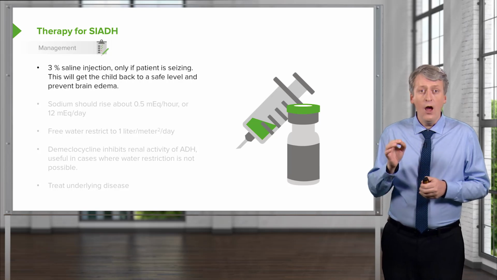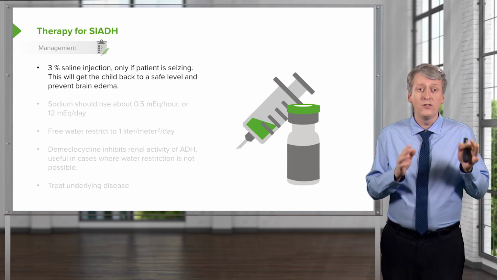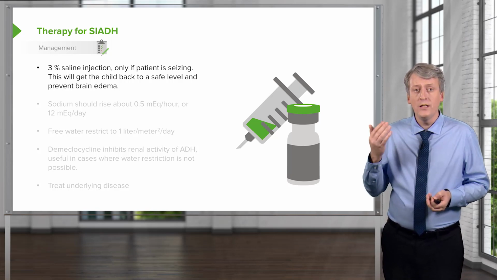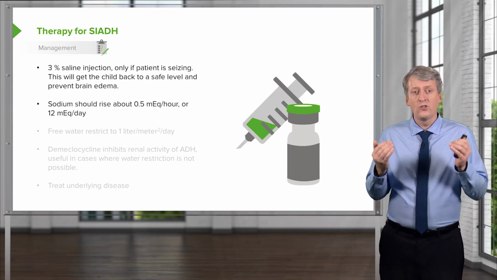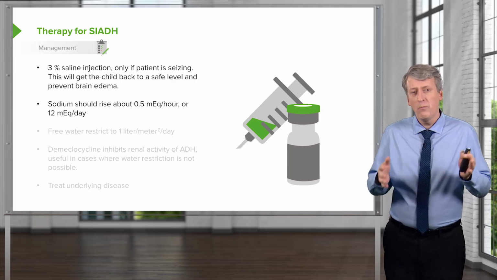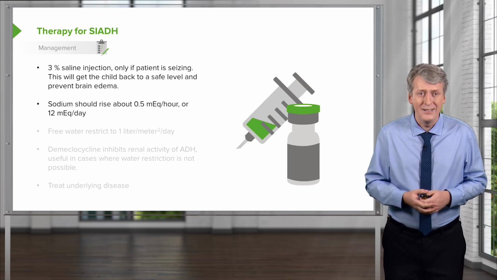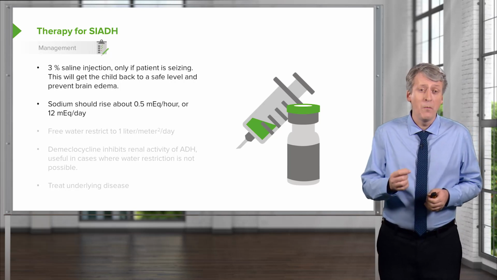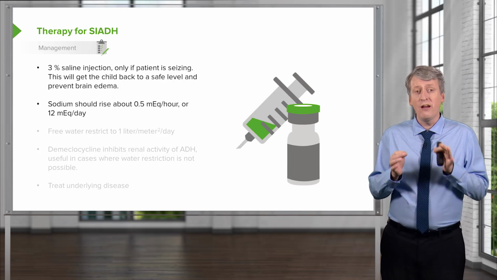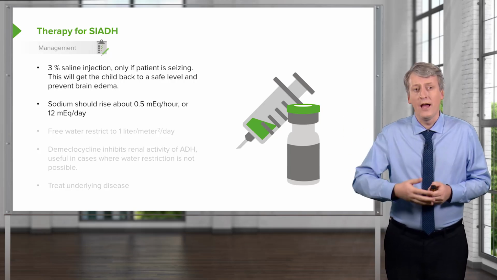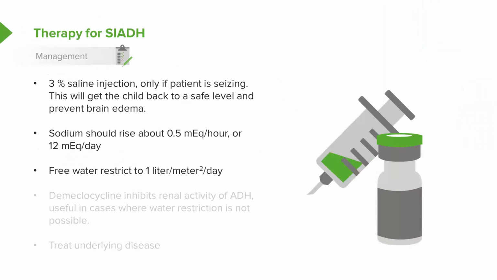However, now we have to repair things fairly slowly. And we're going to gradually give fluids such that there is a slow sodium rise of about 0.5 milliequivalents per hour or no more than 12 milliequivalents per day. That means if the patient has a sodium of 120, we should be taking several days bringing that sodium back up. We may need to free water restrict the patient to about 1 liter per meter squared per day to achieve an appropriate water balance for this patient.